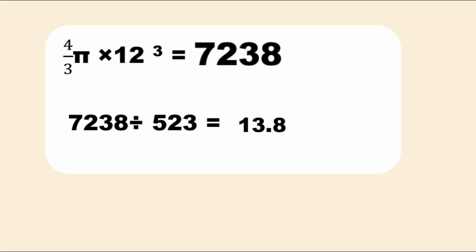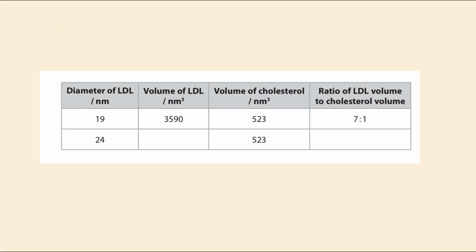In exams, it's better to give the ratio as a whole number, so we round 13.8 to the nearest whole number, which is 14. So the final answers are 7,238 and 14 to 1.